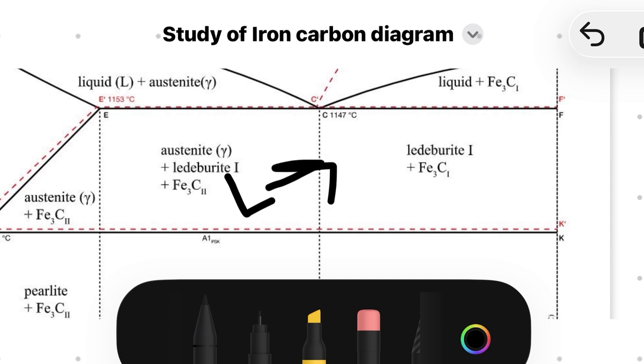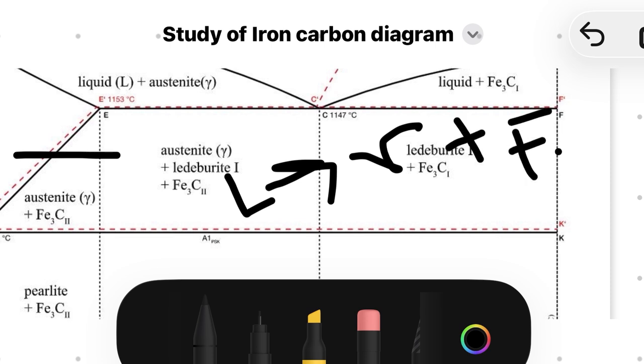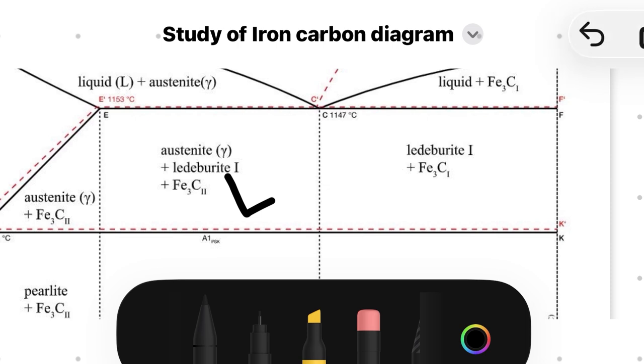The liquid phase transforms to austenite plus, from the right side, Fe-Fe₃C. So which phase does it form? It is called the ledeburite phase. After the liquid transforms to ledeburite, that's called the eutectic reaction. You can learn it in easy steps.